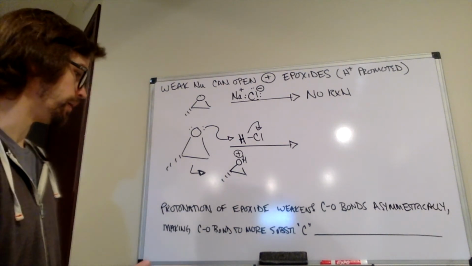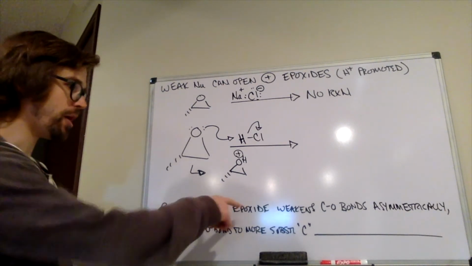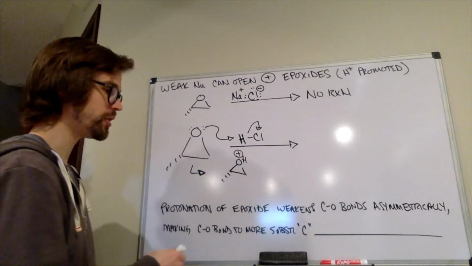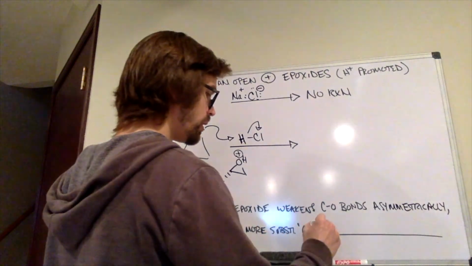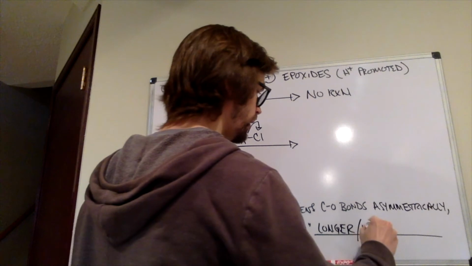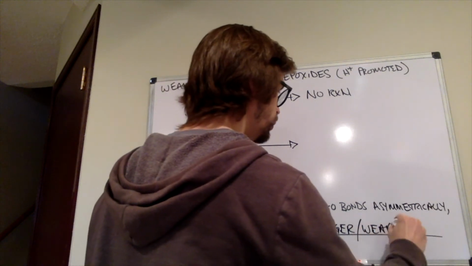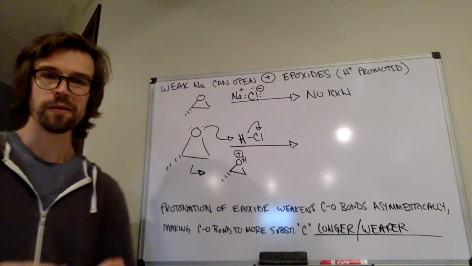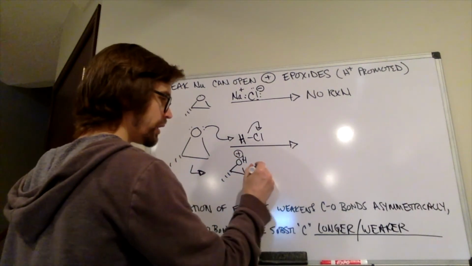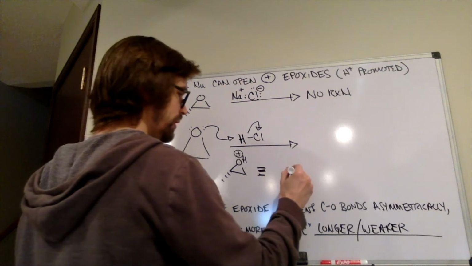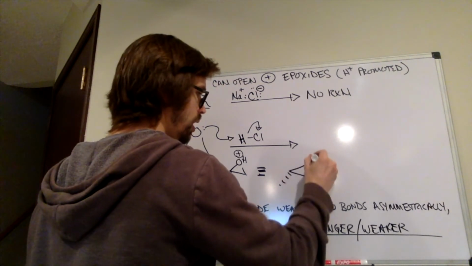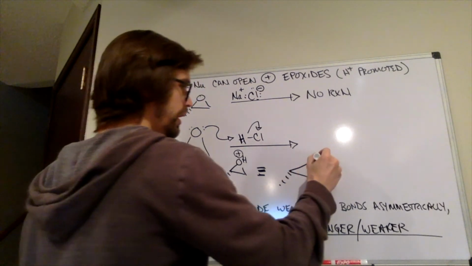So protonation of the epoxide weakens the CO bonds asymmetrically, making the CO bond to the more substituted carbon longer and weaker. Which again, if it's weaker, you could write here as well, more reactive, right? So if we really wanted to depict this in reality, we'd do something like this, where we would show a really long bond to the O from there.